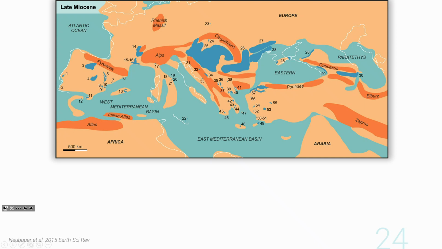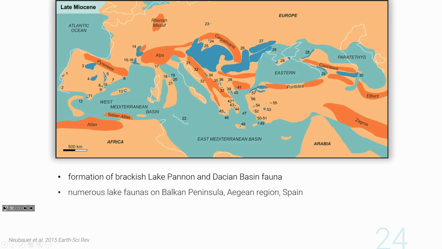The late Miocene was definitely the most splendid era, let's say. We had the highest diversity, also linked to the development of Lake Pannon, the big one, and the Dacian Basin, both long-lived systems. And we have, in addition, a diversifying fauna on the Balkan Peninsula, and more so also in the Aegean region, also in Spain. So we have here a bit of biogeographic diversifying, let's say.